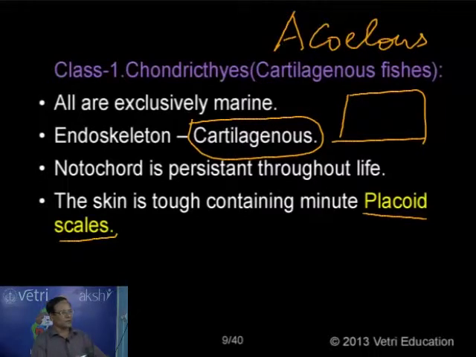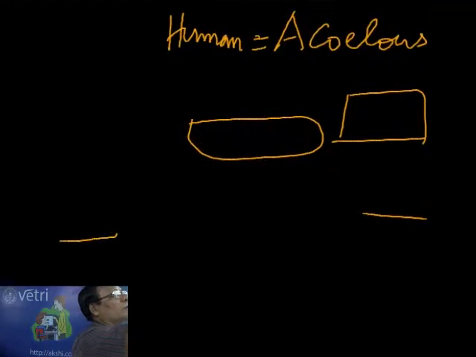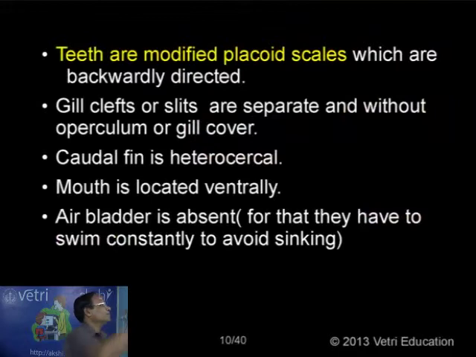The skin is tough, containing minute placoid scales. So once again I want to tell you, in biology, the type of vertebrate in human beings is acoelous type, no cavity. So the skin is tough, containing minute placoid scales. Even in the case of shark you can find them, and such scales are absent in bony fishes. Very peculiar one, very important also in terms of questions.